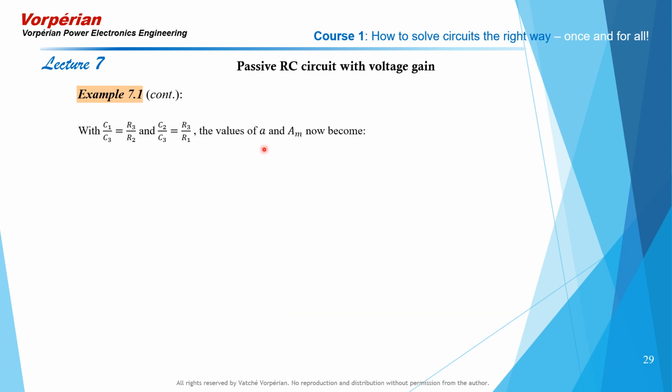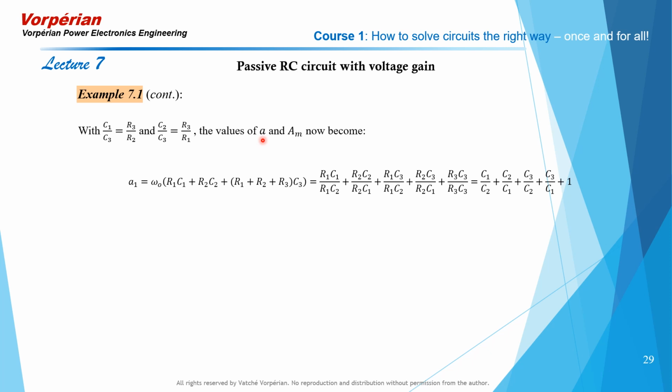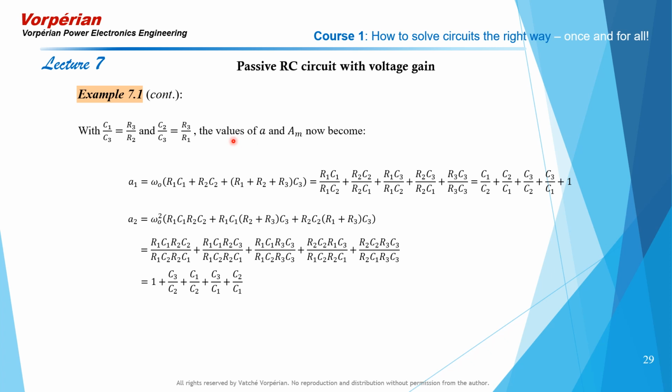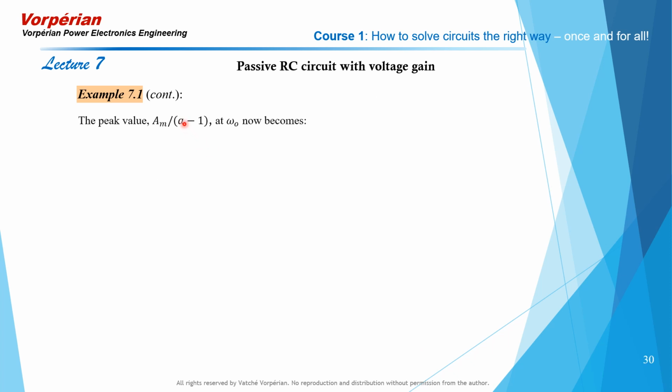We now determine A and AM from these two conditions that we just obtained. A can be determined either from A1 or A2, since those two are equal to each other. Starting with A1 and these two conditions, we obtain this expression. Starting with A2 and these two conditions, we obtain exactly the same thing. As for AM, with these two conditions, we obtain this expression.